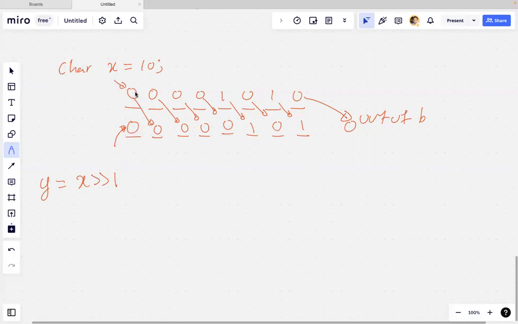If the existing value is negative, suppose that this is 1, then 1 shifts to here, and this should not be 0, it should also be 1. The missing bit is filled by 1. Simply, if the value is positive, the missing bits on the left-hand side should be filled by 0. If it is a negative value, the left-hand side missing bits should be filled by 1.